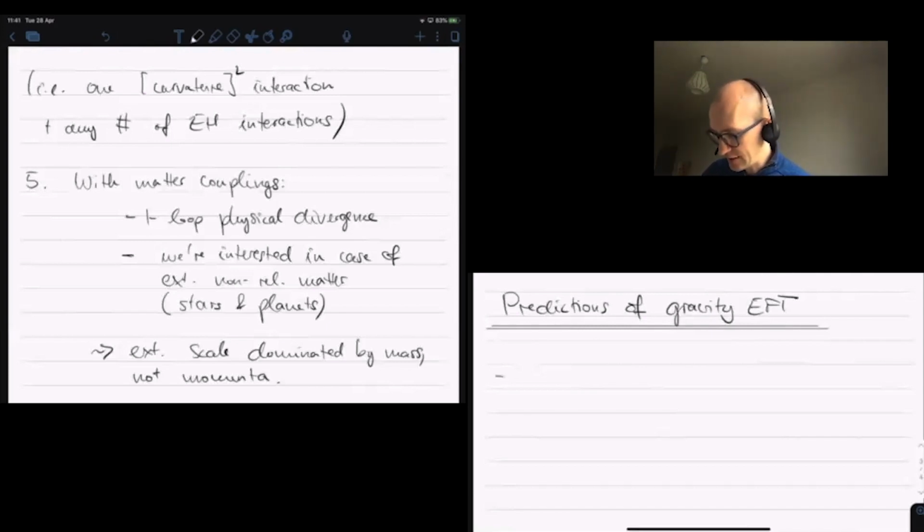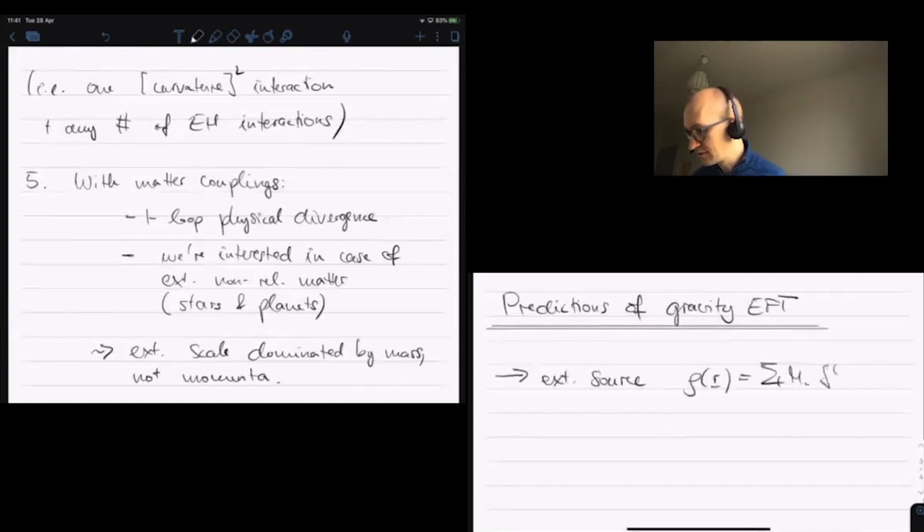So let's look at the external source, namely some mass density rho of R, where let's say we have a bunch of masses like our sun and maybe Earth. So masses that are basically concentrated at some R minus Ri. Now let me remind you how in a quantum field theory you can define the potential. Definition of the potential.